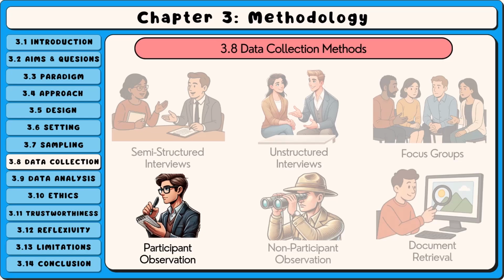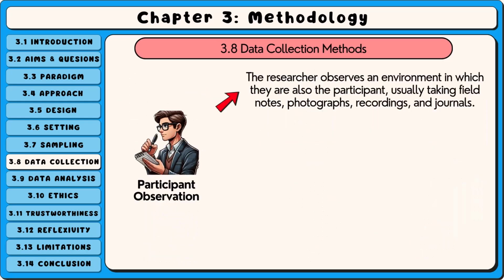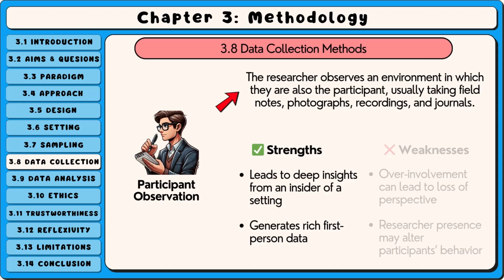Next is participant observation, which involves the researcher observing the environment in which they are also a participant. Here, the researcher takes field notes, photographs, recordings, or journals, which they will then analyze later on. Strengths of this method include that it leads to deep insights from an insider of a particular setting, which helps to generate rich first-person data.